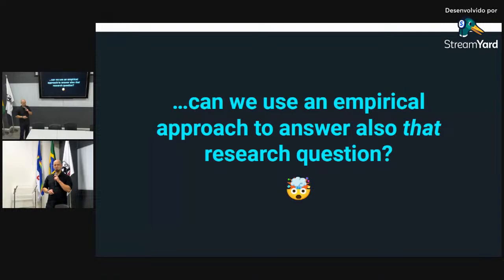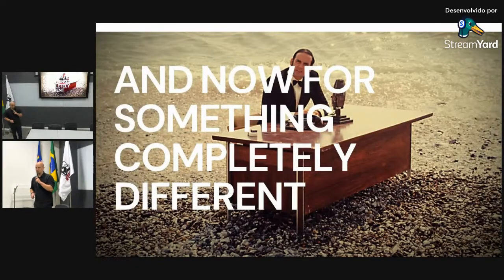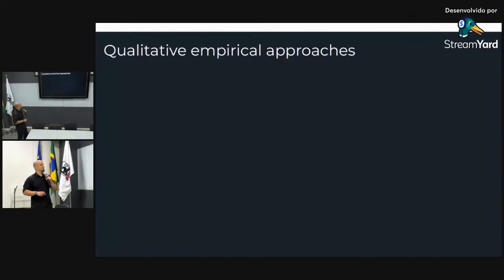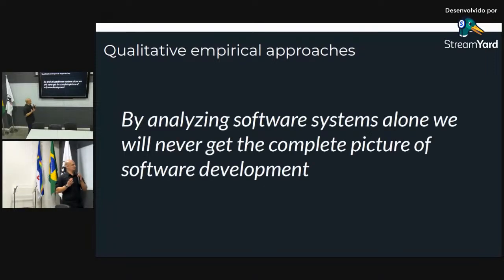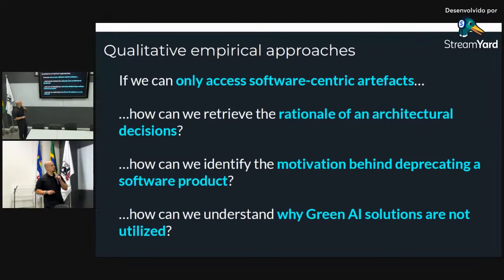Yes? No. So we could, maybe, but as Monty Python would say, now for something completely different, which is still empirical research, but it's not experimentation. Because, listen, qualitative empirical approaches. By analyzing software alone, I think we can never get the complete picture of software development, how it happens, the whole context, and so on. To give you some examples of this, if we can only access software-centric artifacts such as source code, test suites, readmes, and so on, how can we retrieve the rationale of an architectural decision?